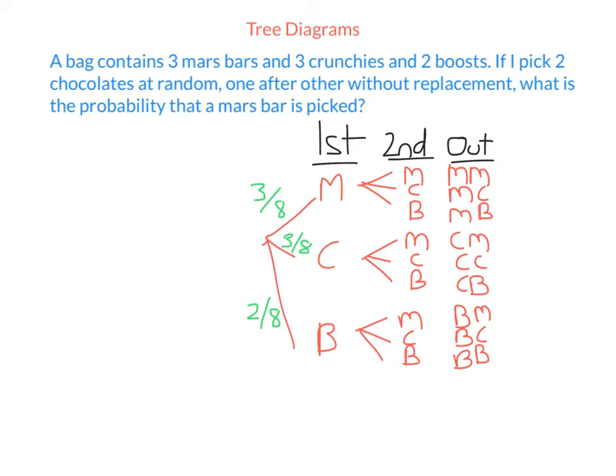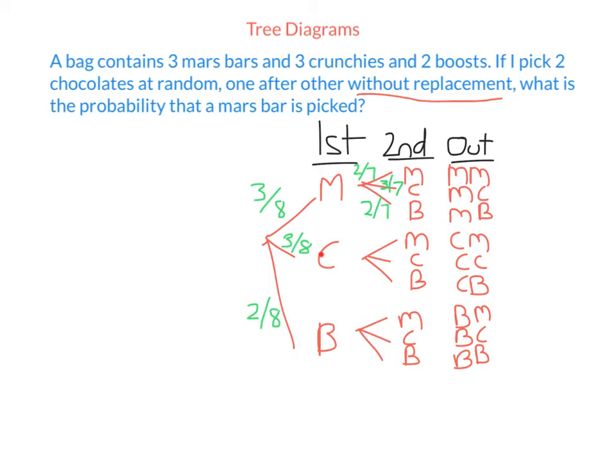Well, the thing is that these chocolates were picked without replacement. So that means the probability on the second pick will change. So if I got a Mars bar the first go, there are now only 2 Mars bars left out of 7 chocolates in total. So the probability of getting a Mars bar the second go, if I got a Mars bar the first go, is 2/7. And we're going to do the same here. So if I picked a Mars bar the first go, there are still 3 Crunchies left out of 7 chocolates in total. And there are still 2 Boosts left out of 7 chocolates in total.